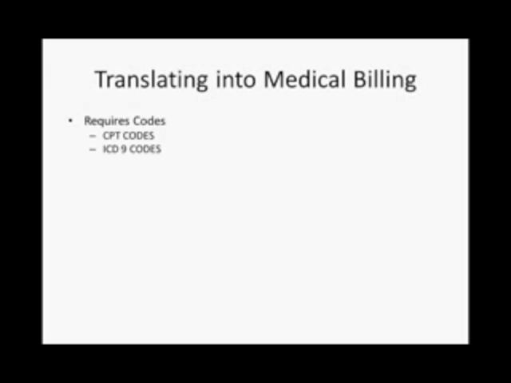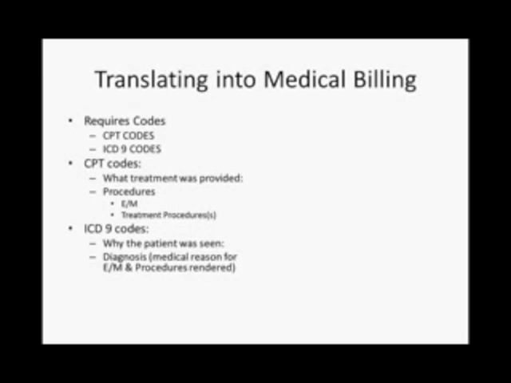Translating all of this into medical billing requires codes. These are referred to as CPT codes and ICD-9 codes. CPT codes tell us what treatment was provided. These are referred to as procedures, and there are usually two types. One is the E&M, Evaluation and Management. This is the assessment codes. And then the second is your treatment procedure codes, which are usually referred to as CPT.